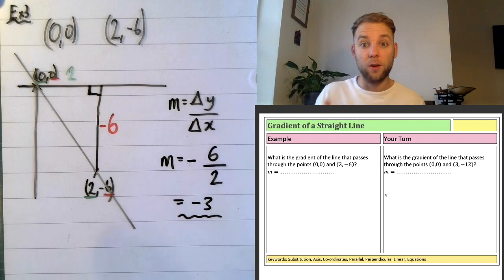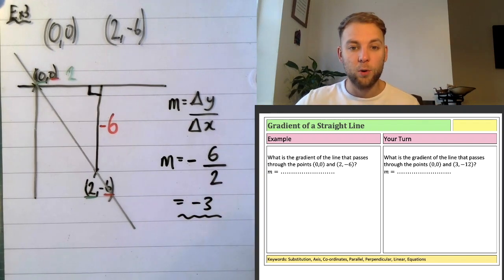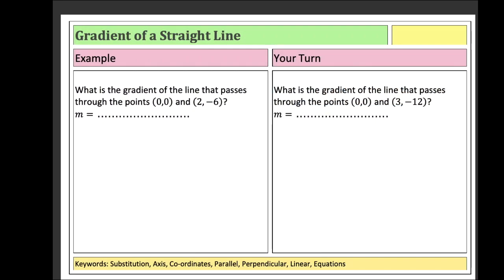Okay, tricky that one because it's going down this time. So maybe pause now and have a little go at that one on the right hand side. It's another negative one. Pause now and have a little go at that.